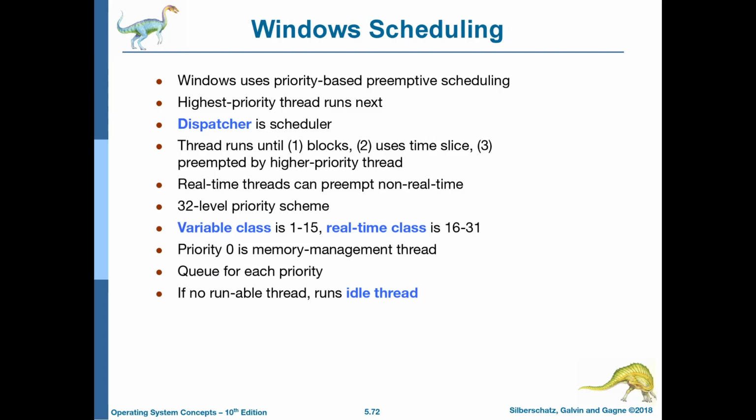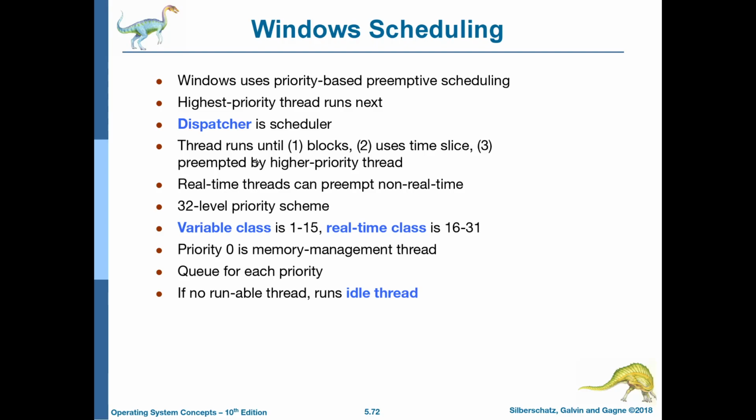Now on to Windows scheduling. Windows uses, again, a priority-based preemptive scheduling algorithm. Seems like a fairly common thing for operating systems at this point. And it would do a multi-level queue based on the highest priority threads.